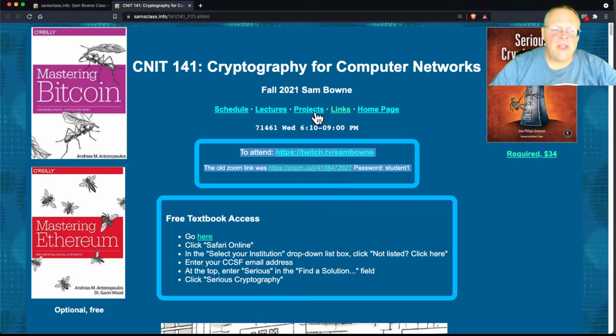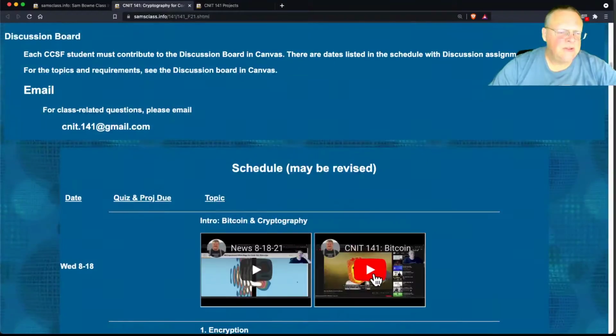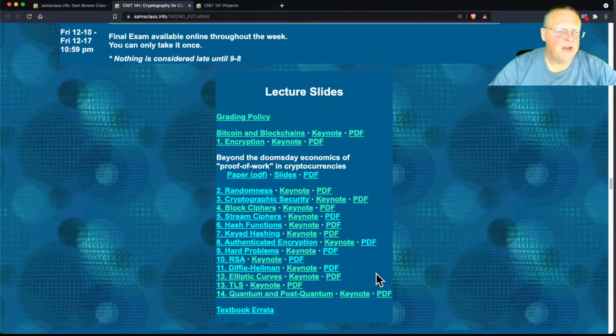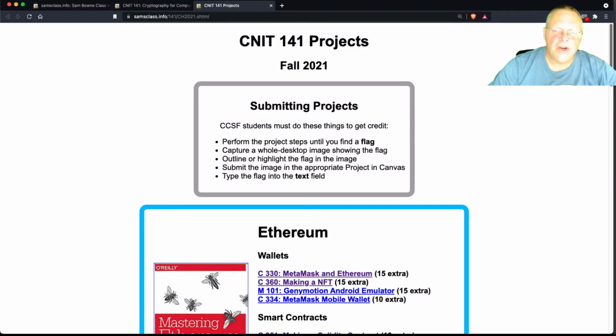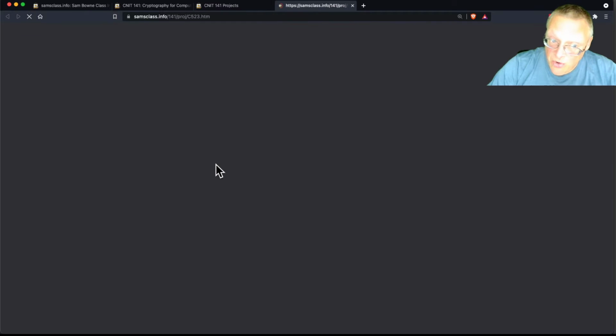All right, anyway, so 523 is going to be ZK SNARKs. These I'm very pleased with. I've always heard about ZK SNARKs, and I finally figured them out and wrote them up here. ZK SNARKs are zero-knowledge proofs, and this is really important.